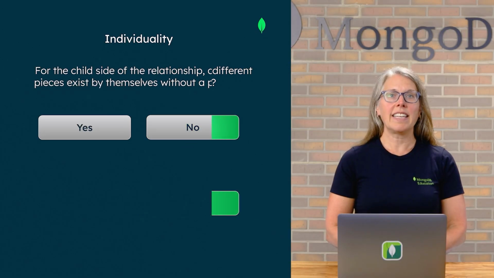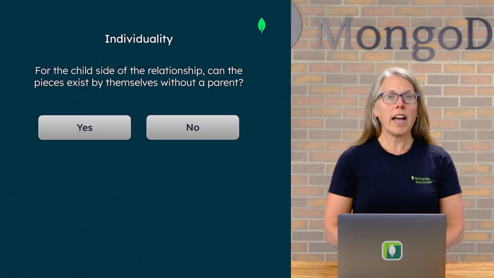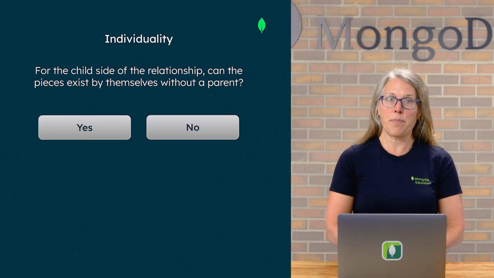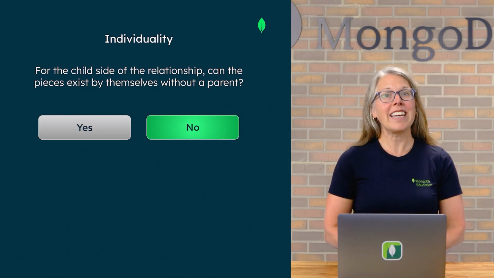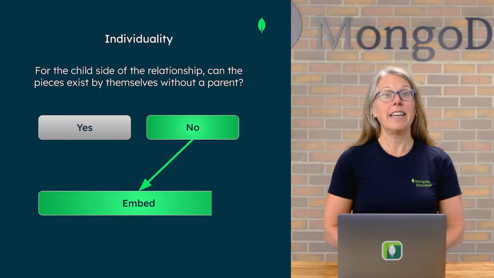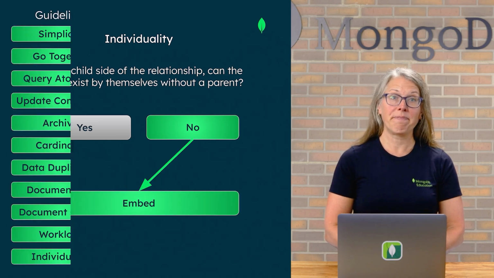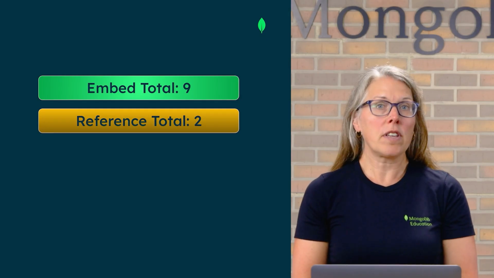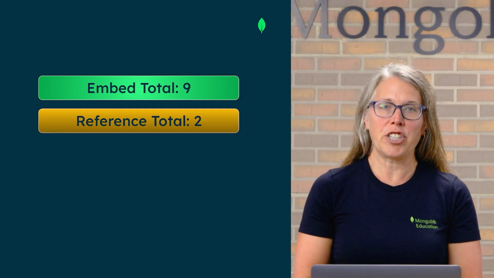The 11th guideline is individuality. For the child side of the relationship, in our case the author, can the entity exist by itself without a parent, in our case, the book? No, an author cannot exist in our application without a book. This is another point for embedding. Tallying the results, it's clear that we should embed the author or authors with the book for this particular relationship.